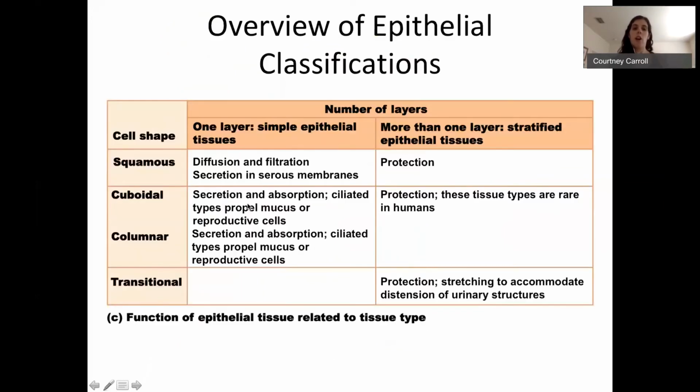So overall, we want to put them together. So we can have a simple squamous epithelial tissue, simple cuboidal, simple columnar, and more than one layer, stratified squamous. In humans, stratified cuboidal and stratified columnar are pretty rare, so we're not going to talk about those. We will mention a different tissue type, which is our transitional type. It's technically stratified, and it functions a little bit different than the other tissues.